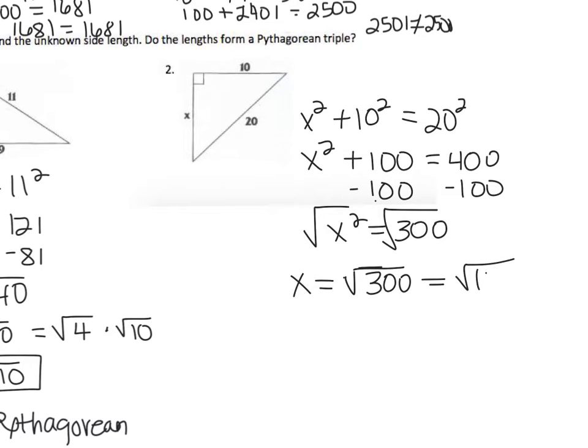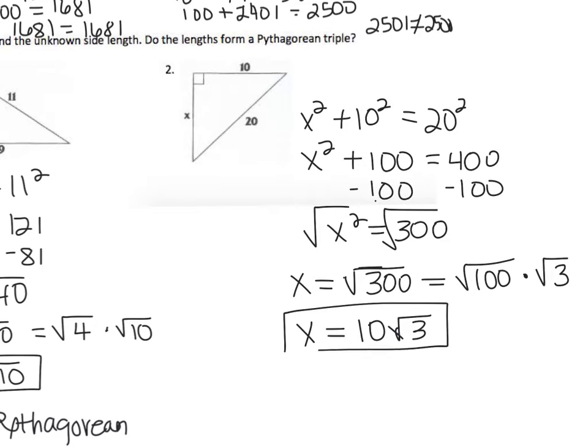But we can simplify the square root of 300, because 100 is a perfect square, and 100 times 3 is 300. So it's the square root of 100 times the square root of 3. So we get that our missing side has a length of 10 square root 3. So again, we do not have a Pythagorean triple.